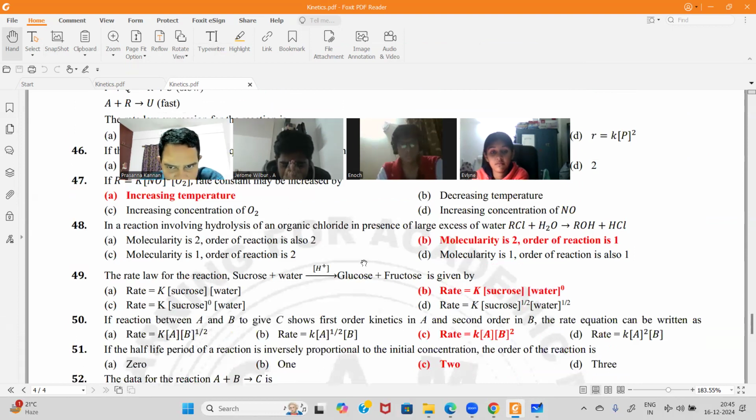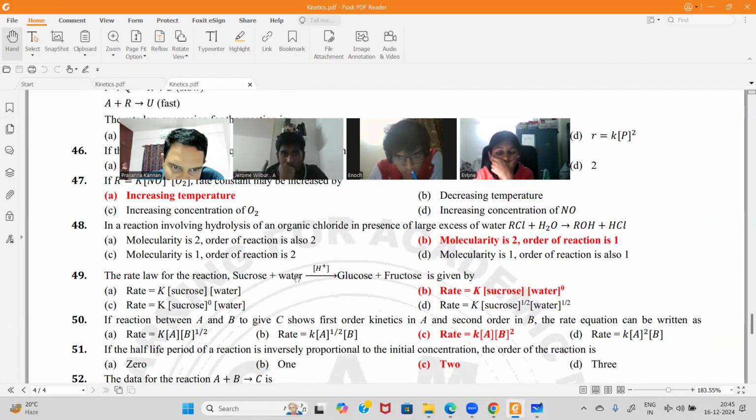So usually, if you see in this example, this question: the rate law for the reaction of sucrose combining with water in an acid medium to give glucose and fructose. I'm sure you have learned this equation, right? C12H22O11 combining with water to give C6H12O6 for glucose and C6H12O6 for fructose. Correct? You have learned this equation, correct?